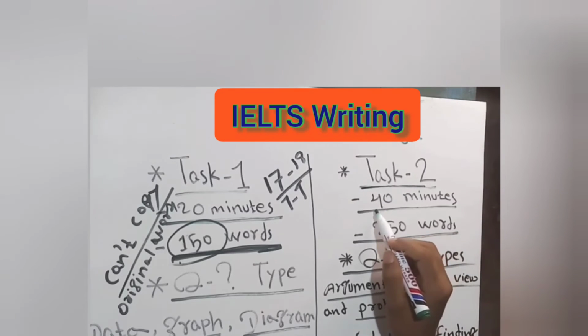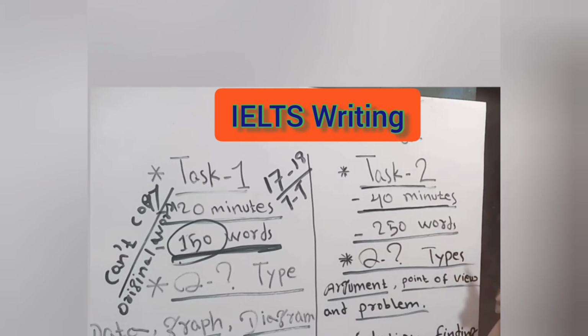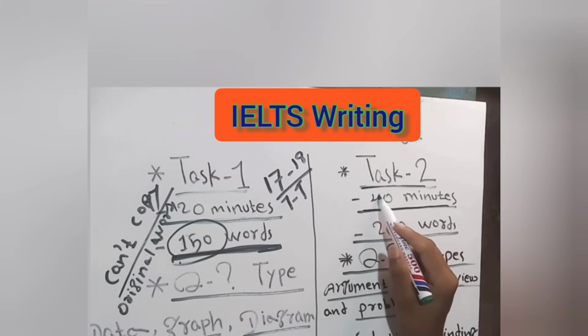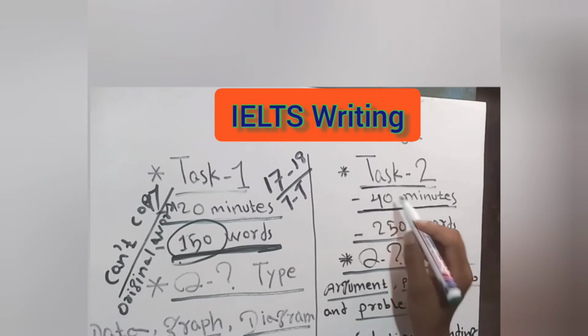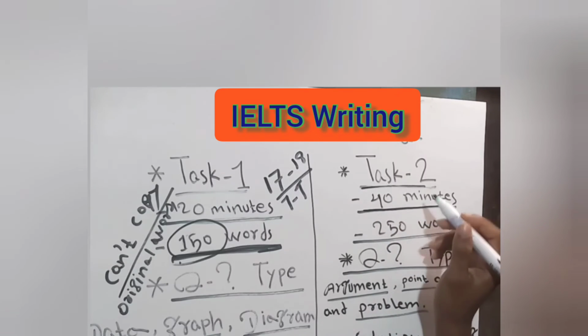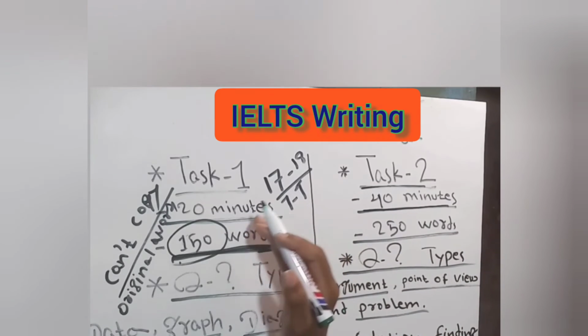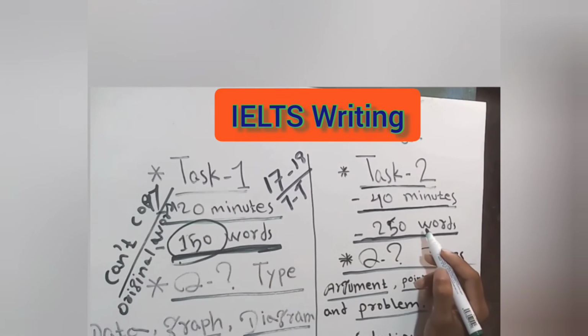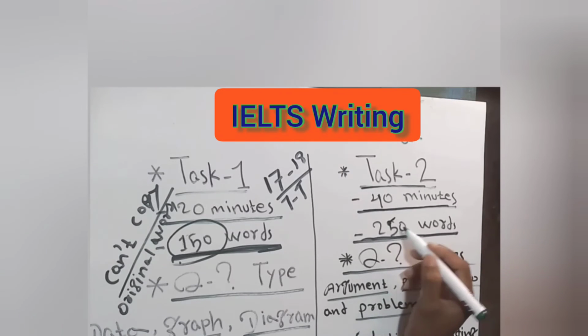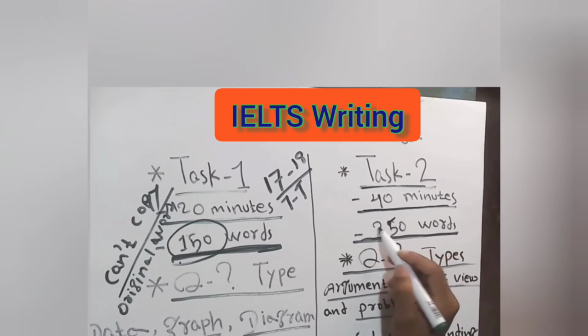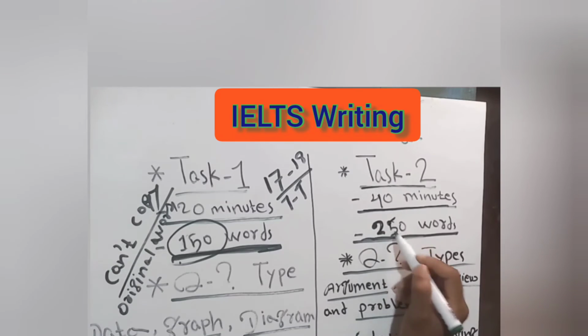So let's say again on Task 2, right? On Task 2 they said 40 minutes. If you're a good writer, you should write for more than 40 minutes here. So if you want to write for more than 40 minutes on Task 2, you should reduce some minutes from Task 1, right? If you are a Band 9 or Band 8 writer, you have to write more than 250 words. You have to write more than 250 words, right?